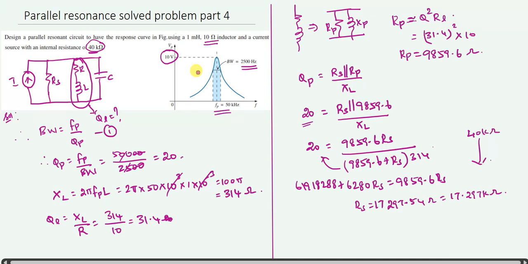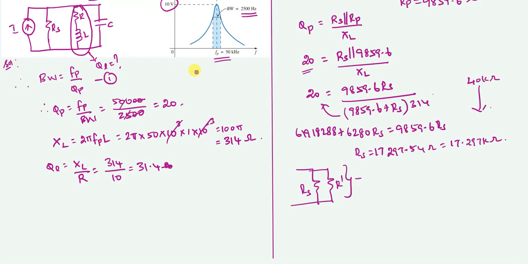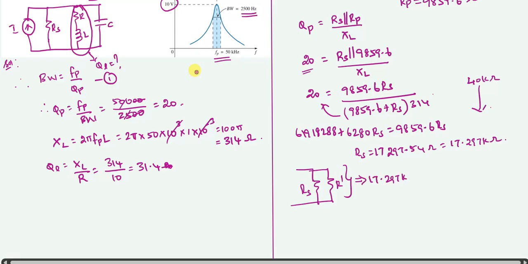To reduce the resistance value, I go for a parallel combination of another resistance. You take this as RS. So I go for one more resistance in parallel with the source resistance, so that the net resistance is equal to 17.297 kilo ohm. Therefore, this can be written as RS into R dash divided by RS plus R dash.